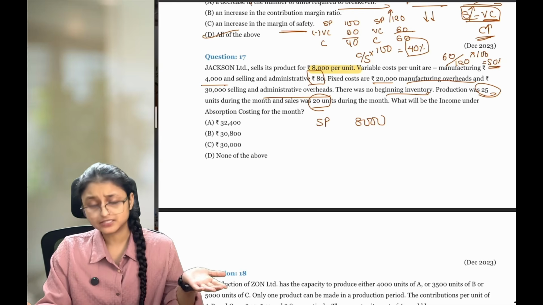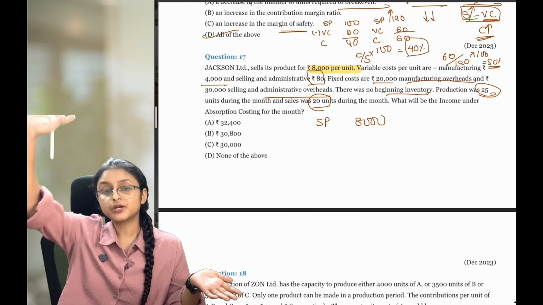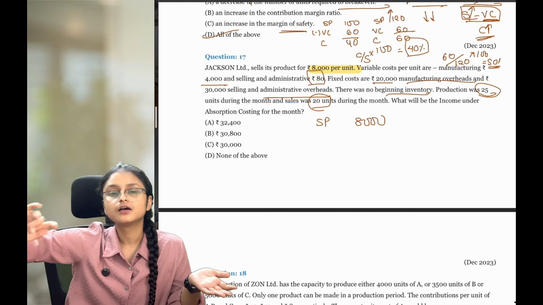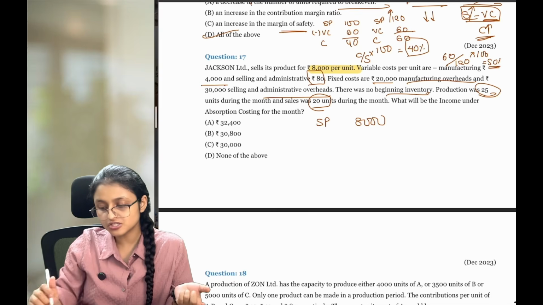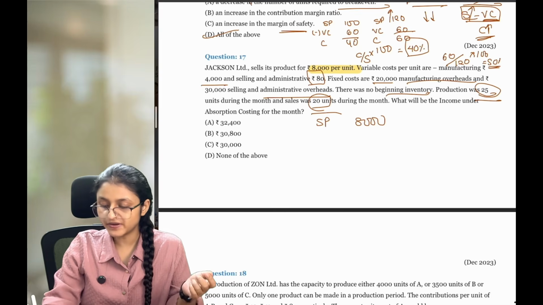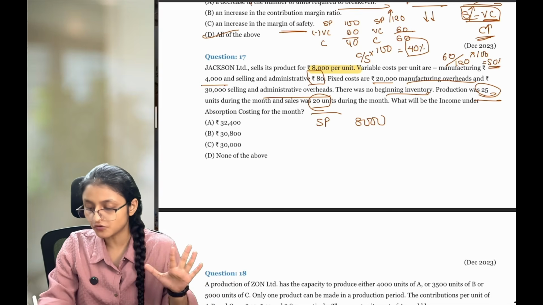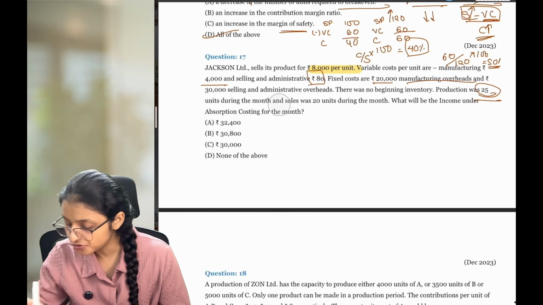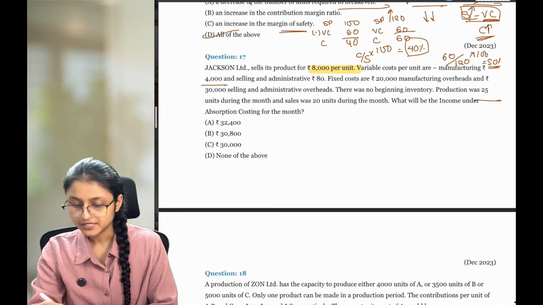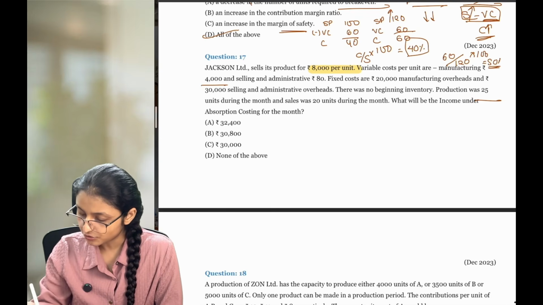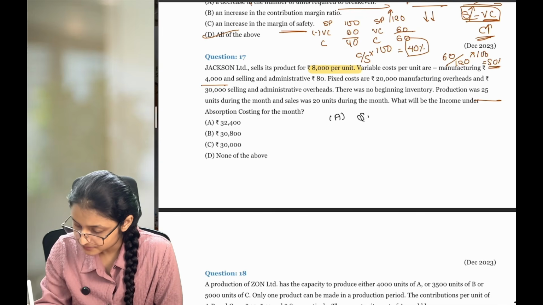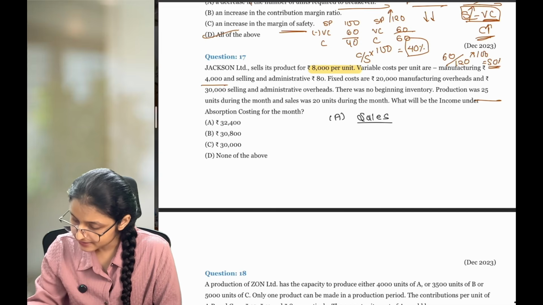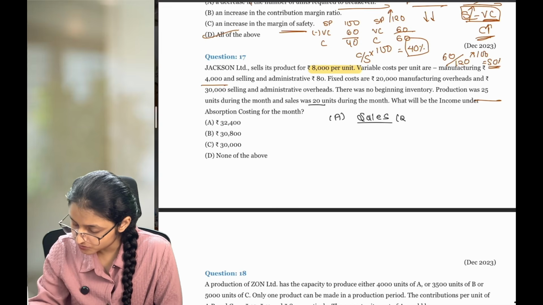So if there is no opening inventory, that means if you are producing higher and selling lesser, then the remaining is your closing stock. Production minus sales, 25 minus 20, will give you the closing stock of 5 units. What will be the income under absorption costing for the month? So you have to use your absorption costing system, in which, for calculating income, first we write the sales. Sales is calculated for the units sold, which is 20 units multiplied by 8,000 per unit.